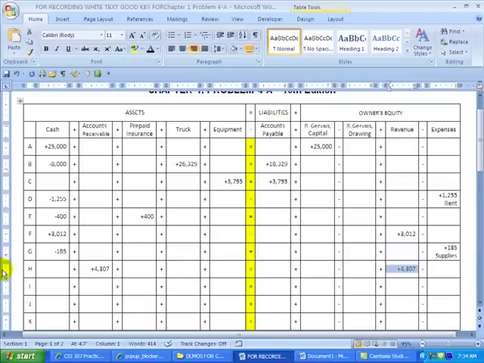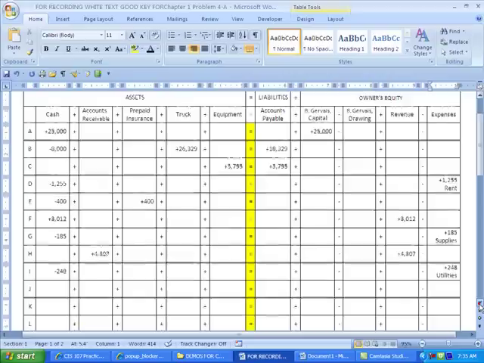Looking at letter I, we received and paid the heating bill for $248. We wrote a check. So write a check means your cash is going down by $248 and our expense is going up by the same amount. And remember that an expense will be subtracted from the right side of the equation.